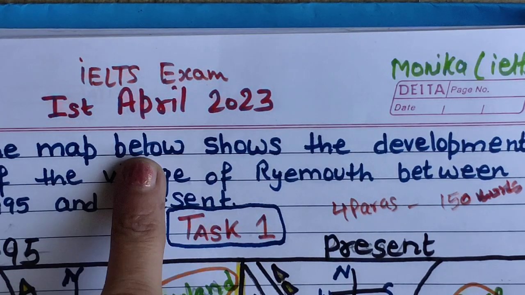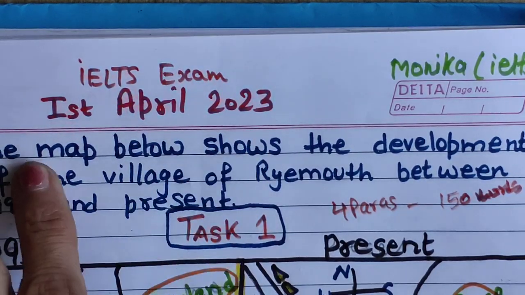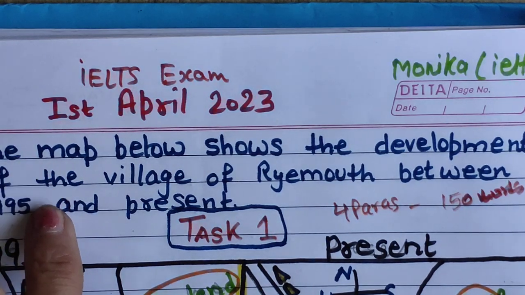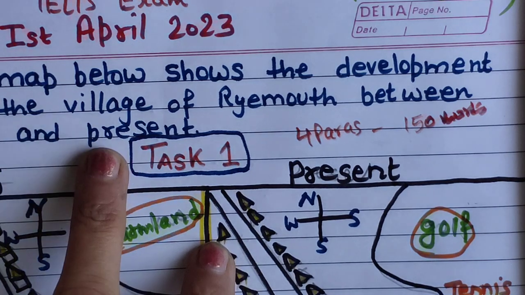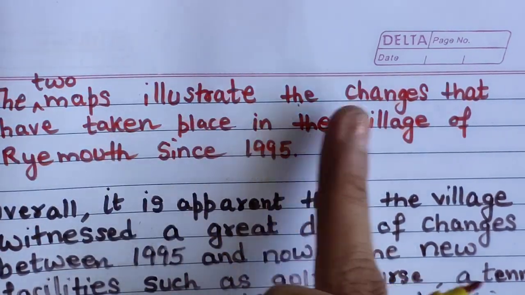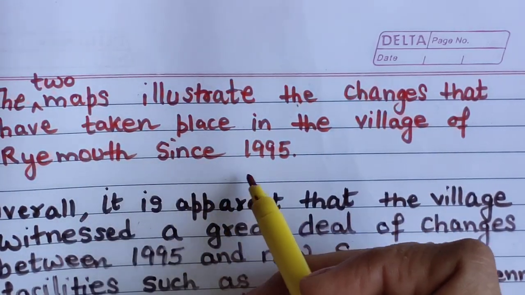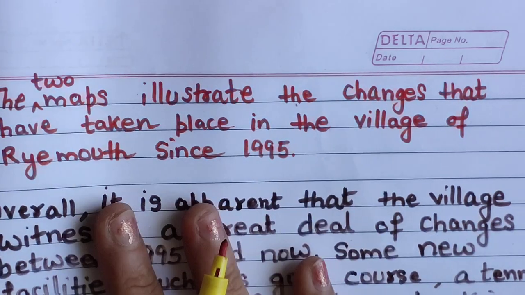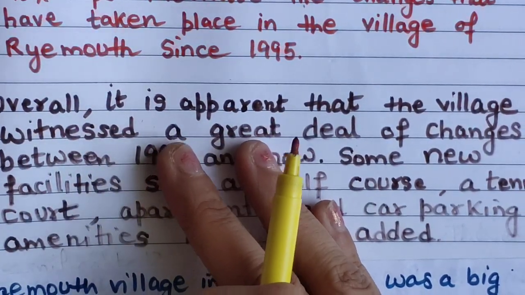Instead of "shows," we have used "illustrate," because we are just adding two maps. So how have I changed the introduction? The two maps illustrate the changes that have taken place in the village of Ryemouth since 1995.